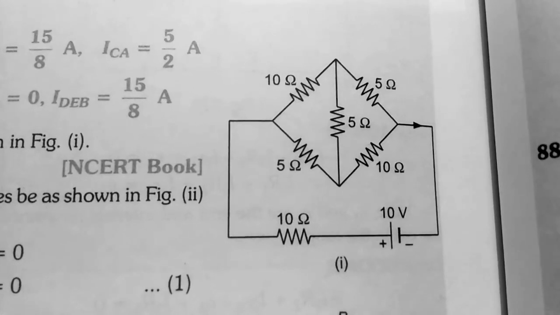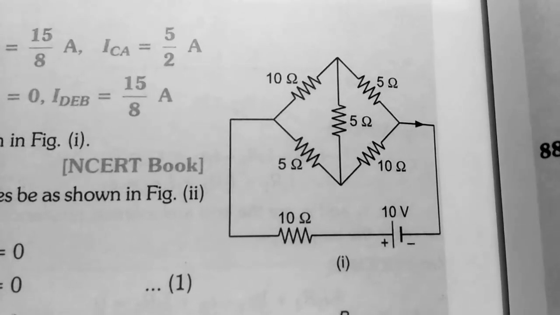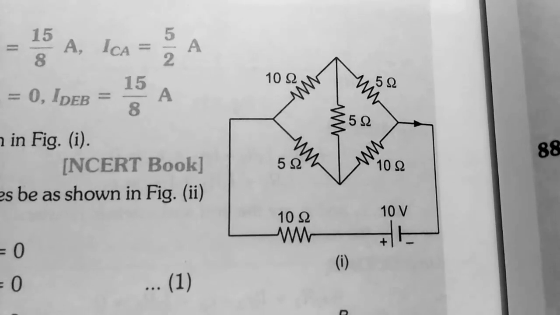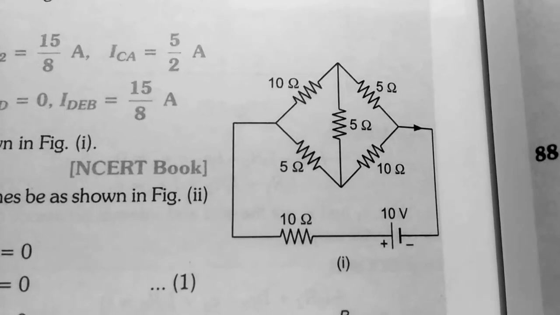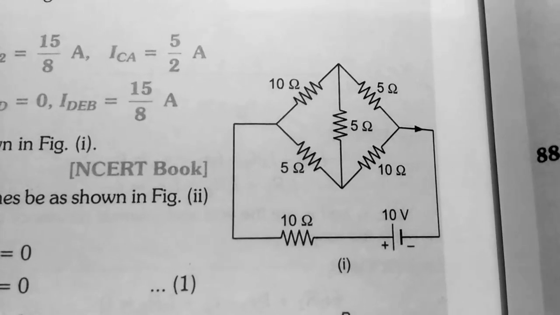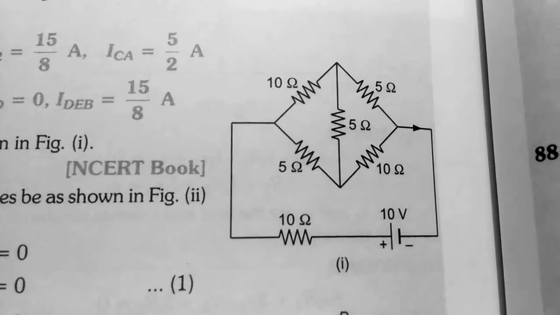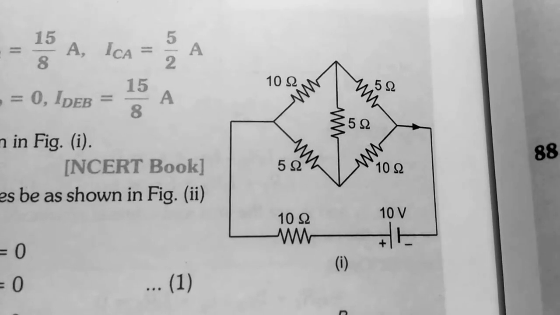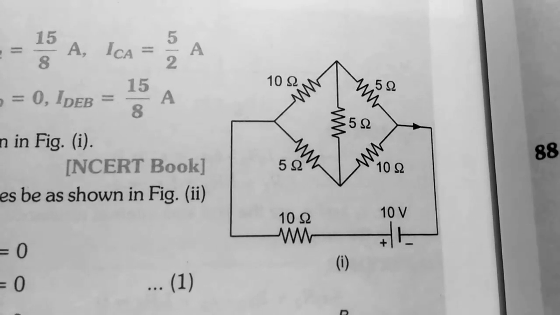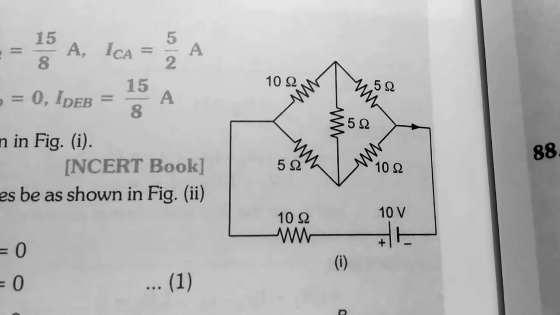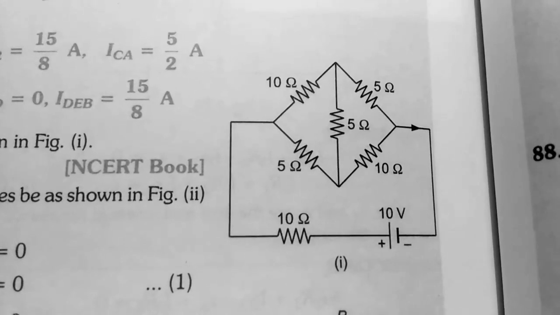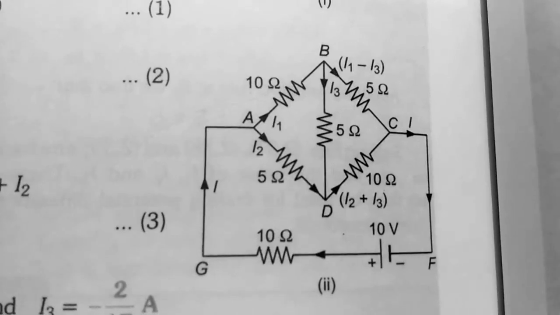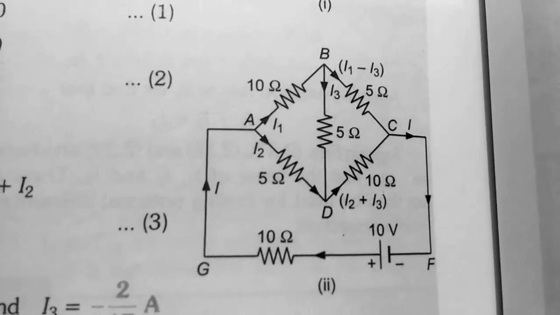Out of them, 3 resistances are of 10 ohm and 3 resistances are of 5 ohm. So to solve this question, first we will label this diagram and also we will mark the current flowing in the circuit. So our answer diagram will look like this. So this is our answer diagram.